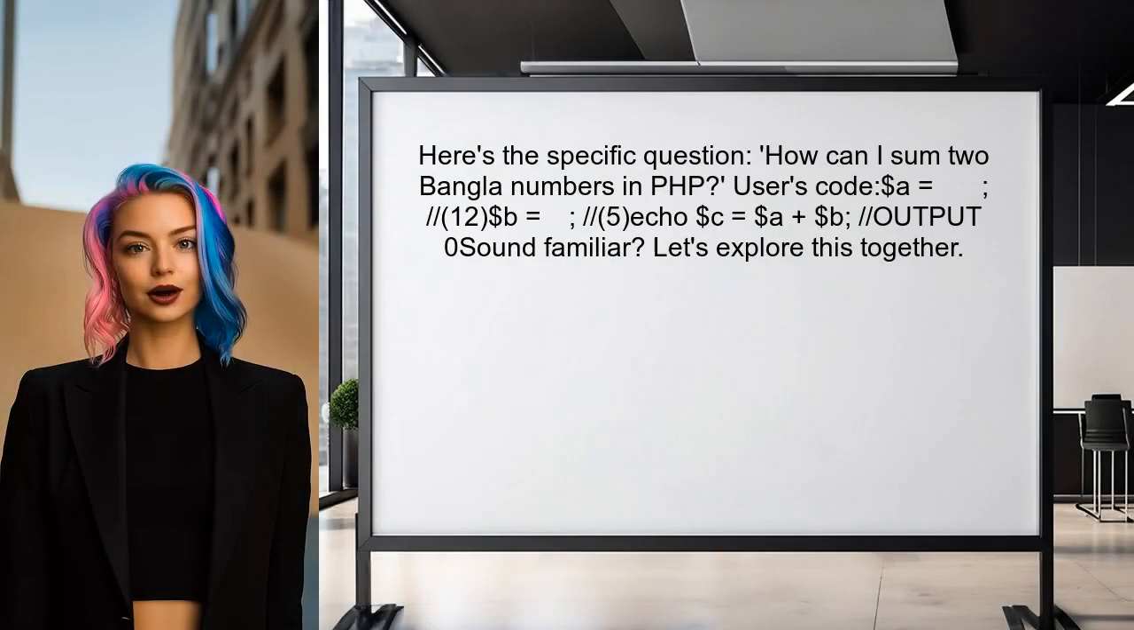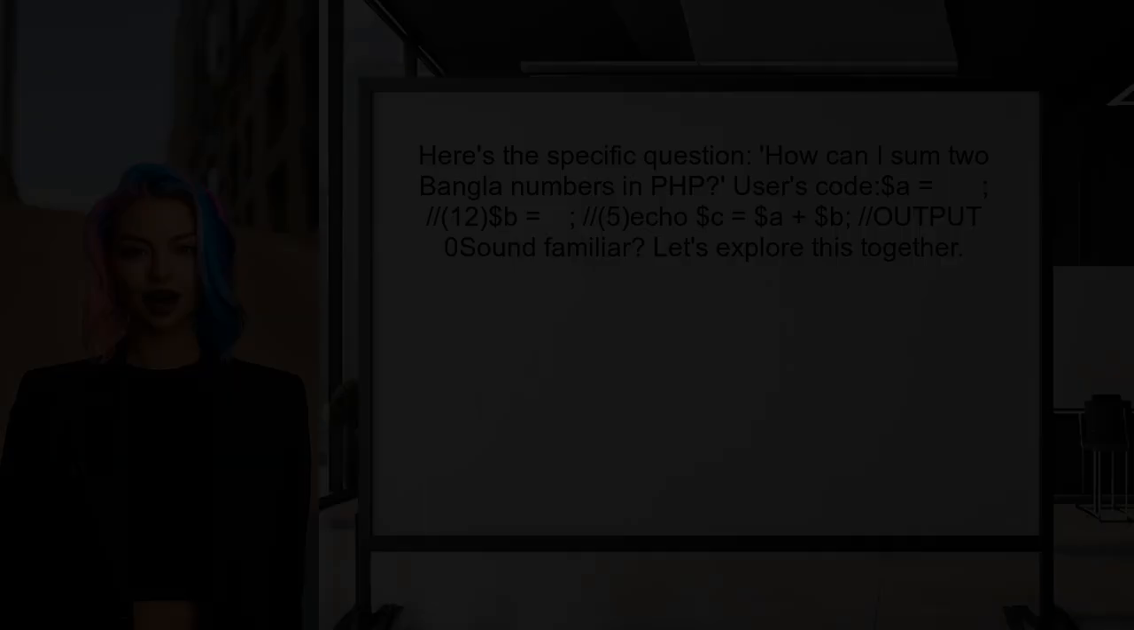Let's dive into the specific question at hand. One user asked, "How can I sum two Bangla numbers in PHP?" They provided a code snippet where they attempted to add the Bangla numbers 12 and 5, but the output was 0. Sound familiar? Let's explore this together.